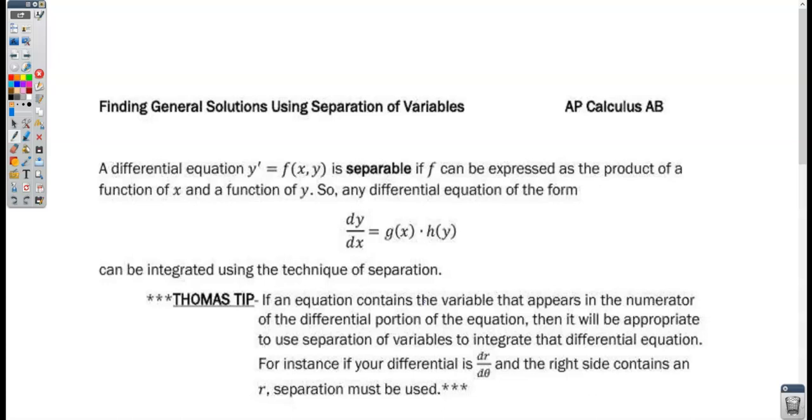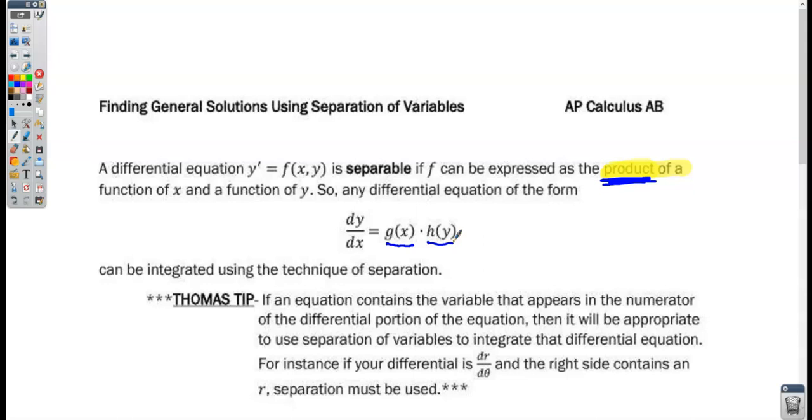Alright, so a differential equation, y prime, which is a function of both x and y, is separable if f can be expressed as the product, not some product, the product of a function of x and a function of y. So any differential equation that we can split into some function of x times some function of y is one that we can use separation on. So that's when we can use the technique we're going to talk about today.